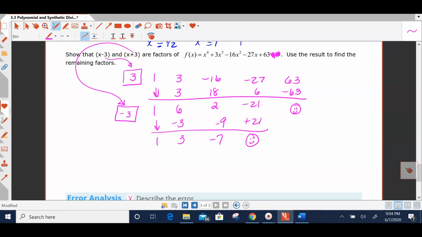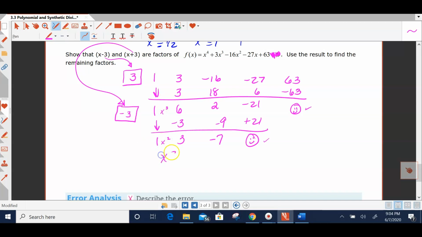All right, so that means that 3 is a zero, or x minus 3 is a factor because of that. This tells me negative 3 is a zero, or x plus 3 is a factor, again, because I got a remainder of 0. This was a degree of 4, and I divided twice. When I divided once, that brought it down to a cube. When I divided that cube by the next one, that reduced it to a square.